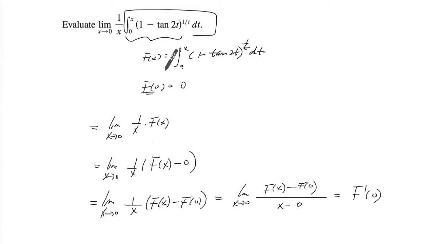Okay, so let's go back to this. F prime at x then, using FTC, is going to be 1 minus tangent of 2x to the power of 1 over x. So if you try to plug in 0 in here, we get 0 to the power of infinity, which is an indeterminate form. So let's consider the limit of this as x approaches 0.